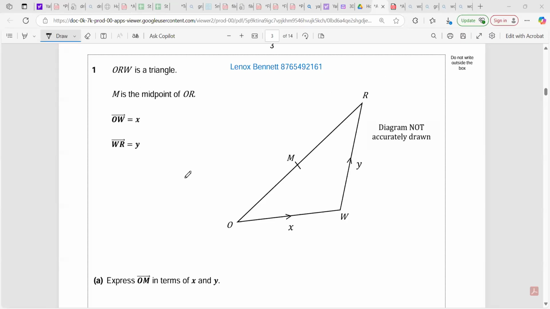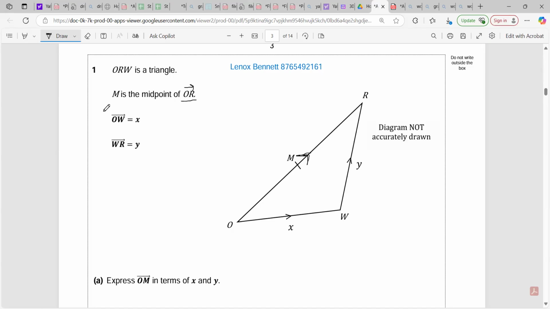All right, so it's triangle OWR. M is the midpoint of OR. Let me just say this first of all: once they say from O to R, that means the arrow should be going this way. This is very important, so they will give you some clues as to how the arrow goes. They could have said from R to O, but they said from O to R. So that means O is the starting point, R is the end point.